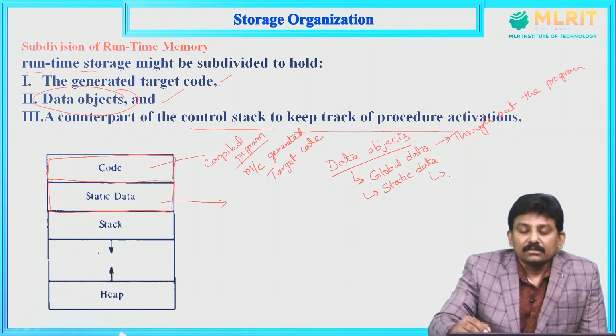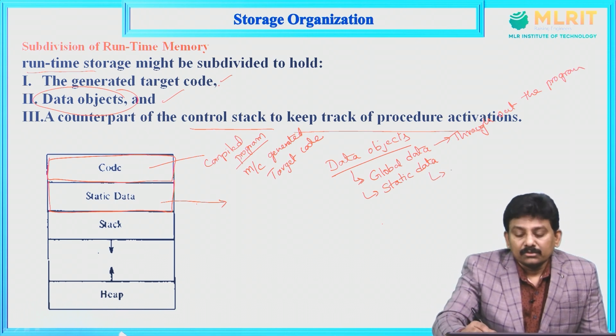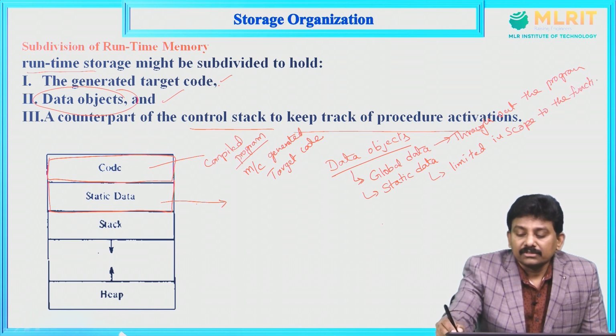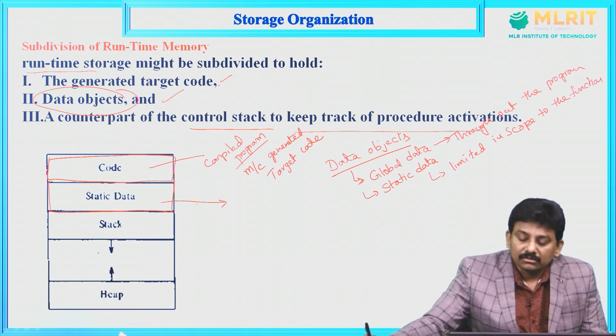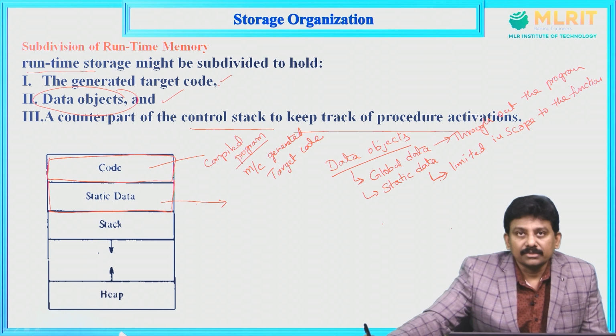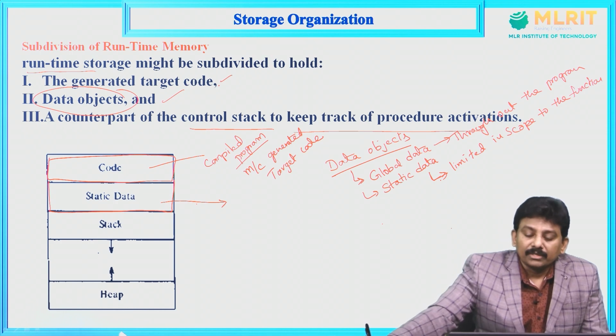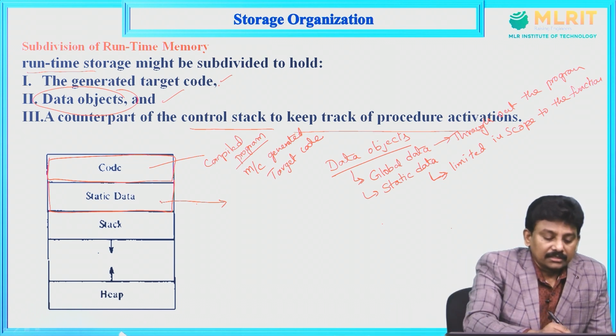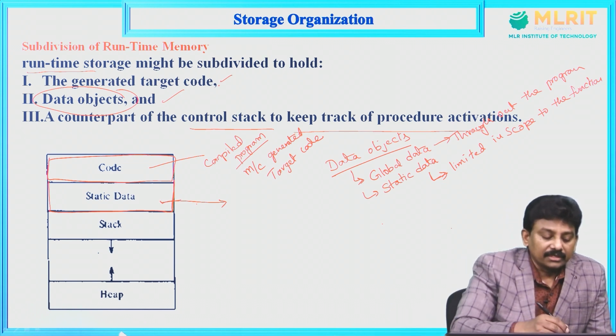Static data is limited in scope to the function, local to the procedure. The static variable's scope is limited to the function only, whereas global data is accessible throughout the program. So, static data is held in this section of the runtime memory.